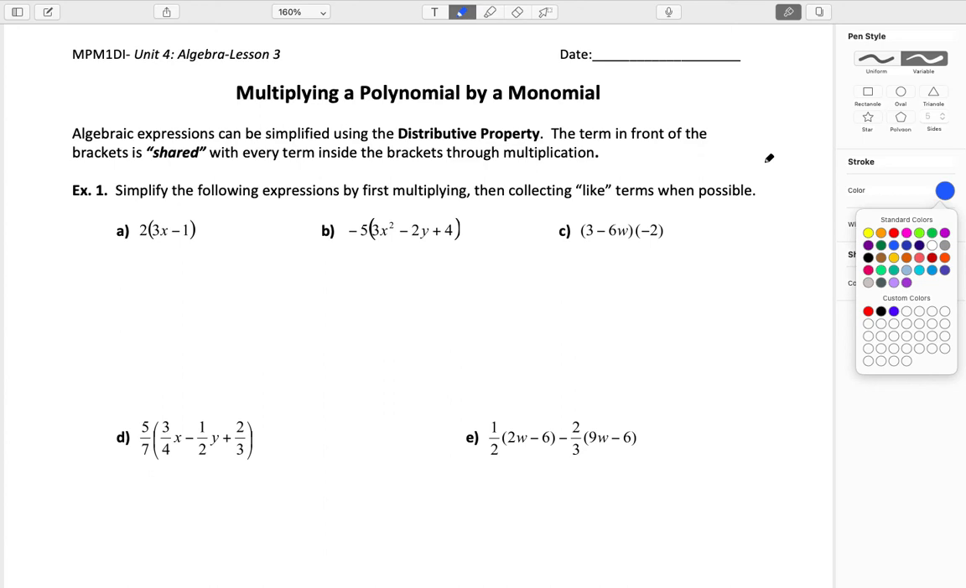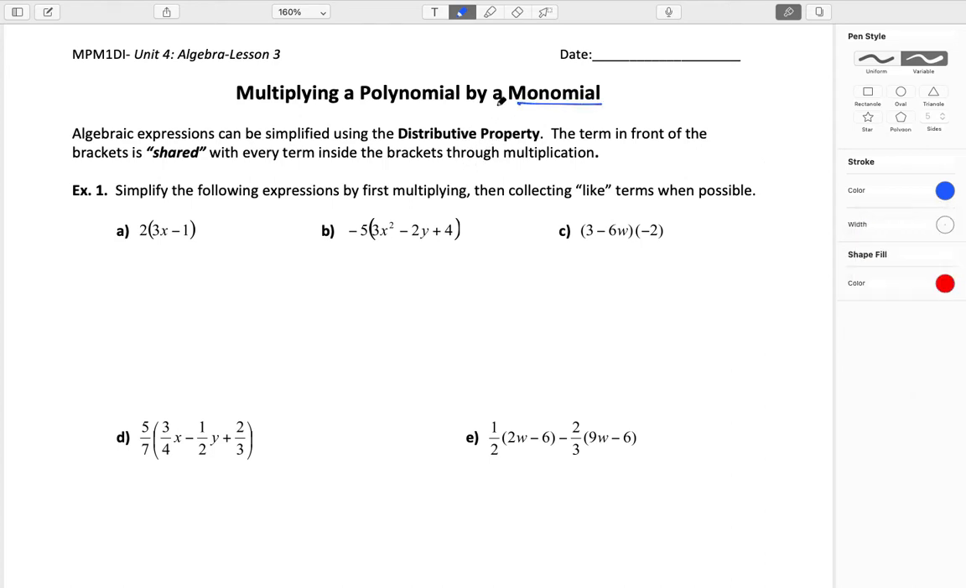Today we are going to do lessons number 3 and 4. In lesson number 3, we are going to look at how we multiply a monomial by a polynomial. This method is called the distributive property. It's a very important term, distributive property. What it is, is that you are multiplying whoever is in front of the bracket.